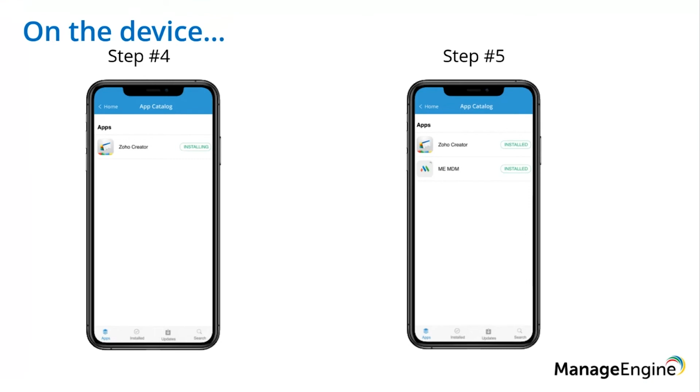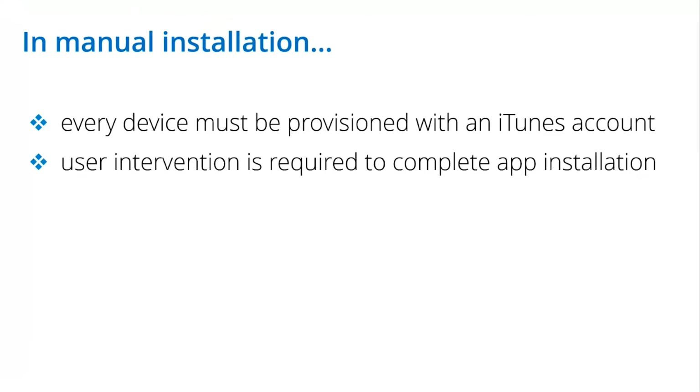And as you see, in this way every device must be provisioned with an iTunes account and user intervention is required. So when you go with the self-service portal or app catalog distribution type, user intervention is required. And additionally, they have to enter their own iTunes or Google account for completing the app deployment, for Android as well. So this is one way.